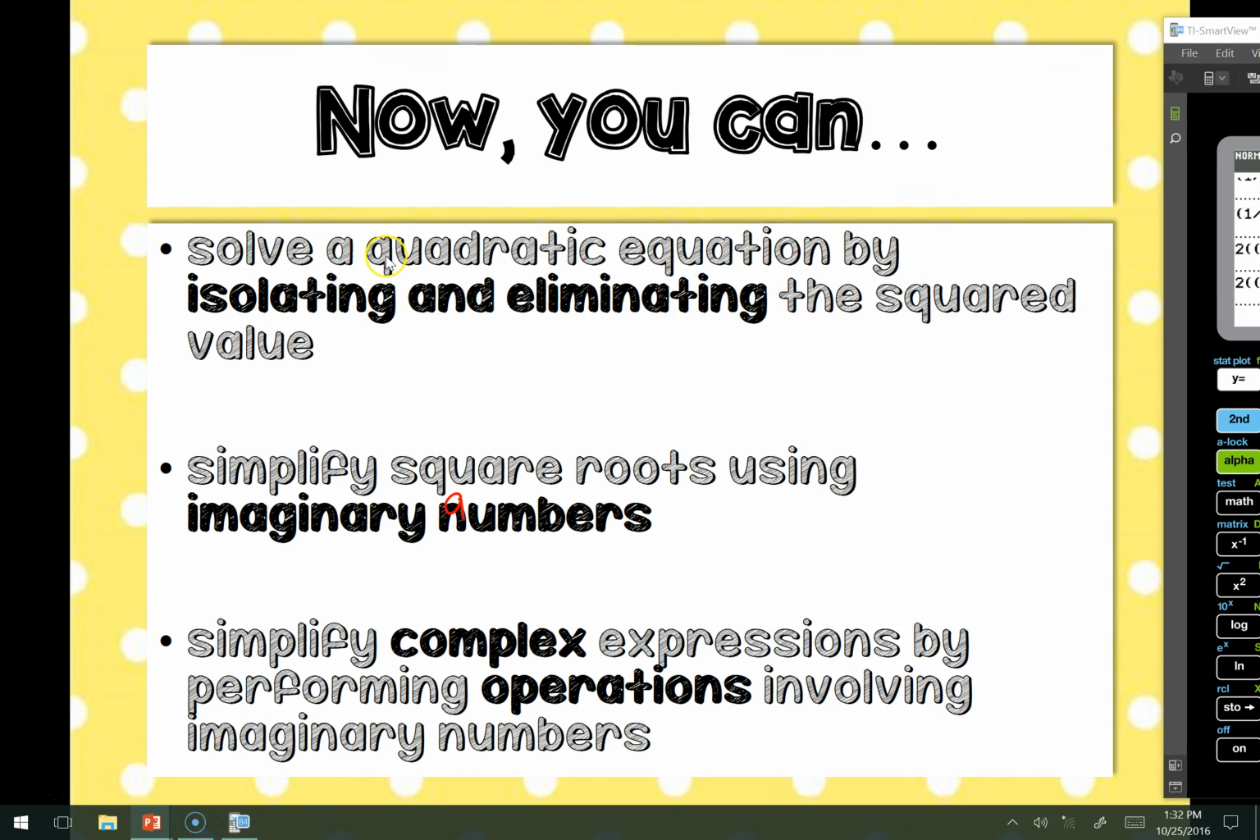After watching this video, you should be able to solve quadratic equations by isolating and then eliminating the squared value. Then you also should be able to use your simplifying square roots to help with the imaginary numbers, and you should be able to simplify complex expressions by using those operations that we worked on a couple classes ago.